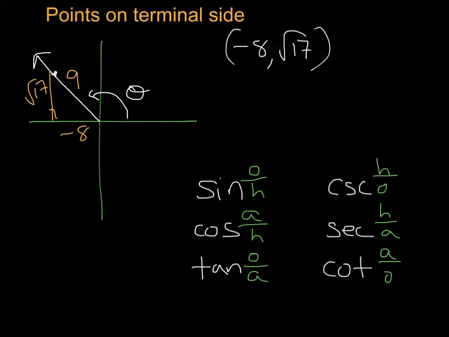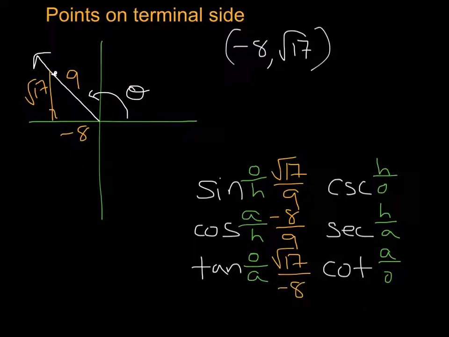So sine is simply opposite over hypotenuse. So I'm going to get square root of 17 over 9. And if you can simplify them, do so. That one doesn't. A over H is -8 over 9, and O over A is square root of 17 over -8. And I can't really simplify any of those. So now what I'm going to do is cosecant, secant, and cotangent. I'm simply going to flip every one of those. So that's 9 over square root of 17. Secant is 9 over -8, and cotangent is -8 over square root of 17.